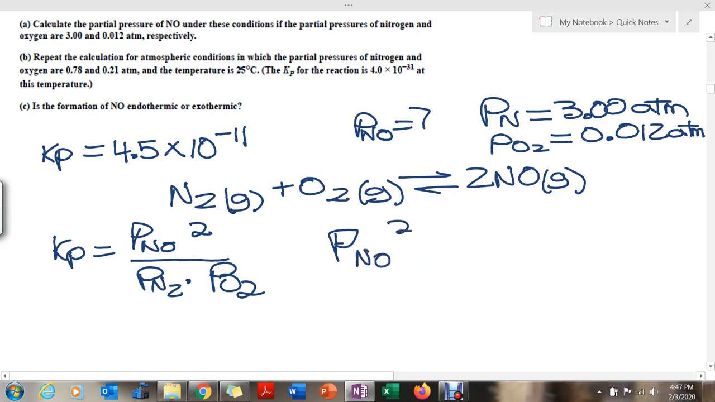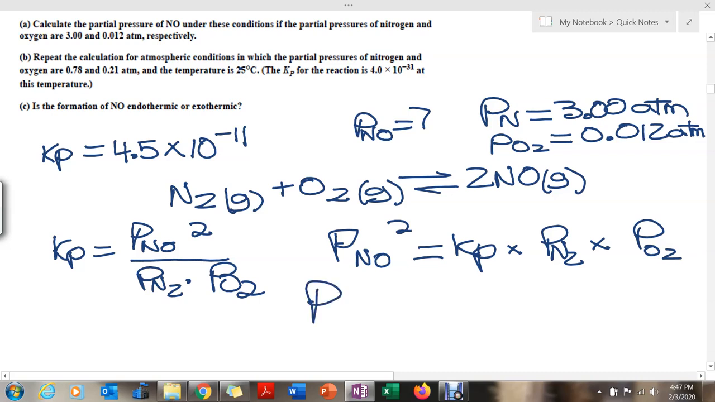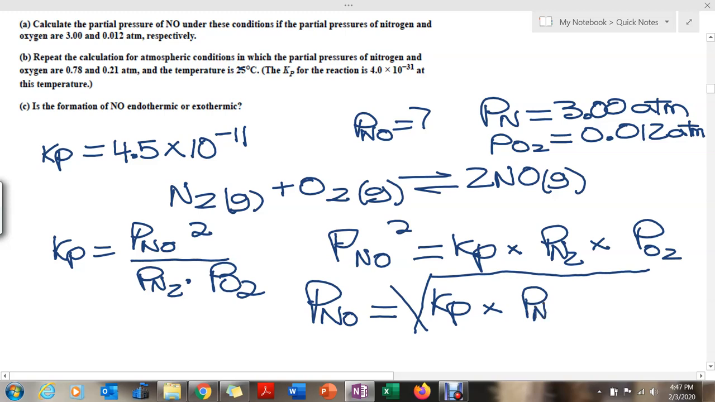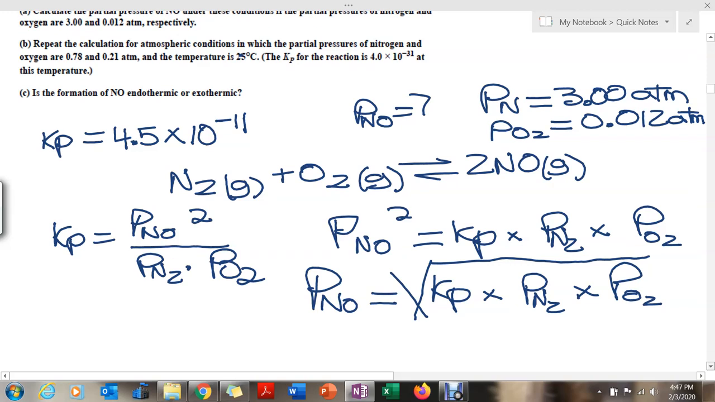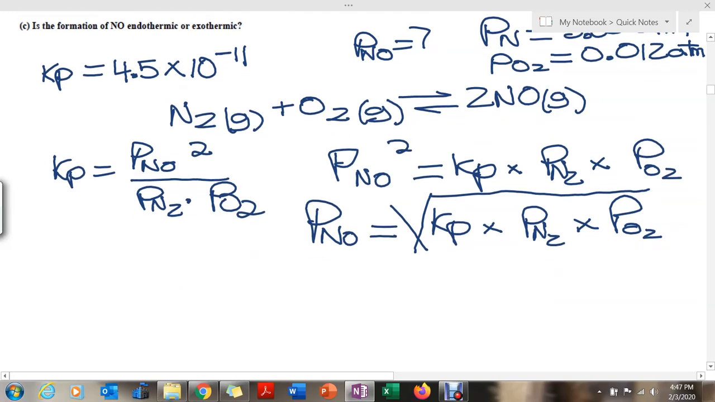So you bring this to the top, and it's going to be Kp multiplied by the partial pressure of N2 multiplied by the partial pressure of O2. So for the partial pressure of NO, we take the square root on both sides, and it's the square root of Kp times PN2 times PO2. Because if you take the square root on the left side and on the right, you eliminate the 2.